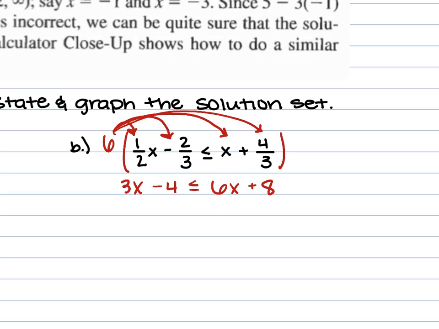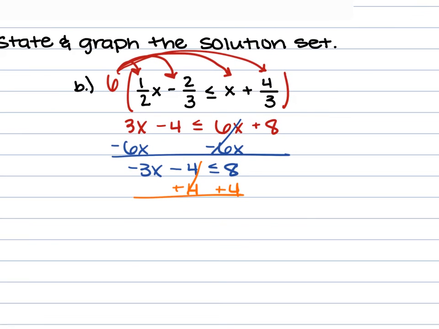So we're working out this 3x minus 4 is less than or equal to 6x plus 8. I'm going to start by subtracting the 6x from each side. So I'm going to have negative 3x minus 4 is less than or equal to 8. I add that 4 to both sides. I get negative 3x is less than or equal to 12. And then I divide each side by that negative 3. I flip my sign, and x is greater than or equal to negative 4.